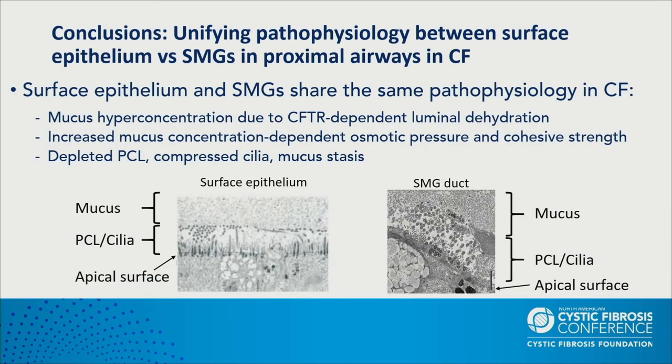So this is the conclusion slide. We could identify the unifying pathophysiology between surface epithelium and submucosal glands in the proximal airway. That includes the mucus hyperconcentration due to CFTR-dependent luminal dehydration and increased mucus concentration-dependent osmotic pressure and cohesive strength, and depleted PCL, compressed cilia, and mucus stasis.